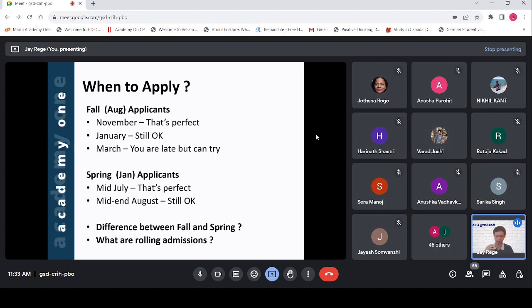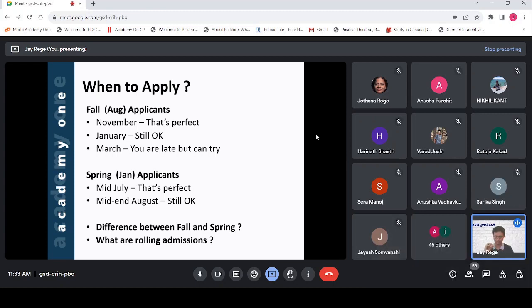But I'll just tell you what a priority deadline is. For engineering management programs, if you look at Duke, it has a priority deadline of, I think, January 15th, and then a regular deadline of March 15th. Also, some universities have rolling admissions. I'll tell you what a priority deadline is and what rolling admissions are.